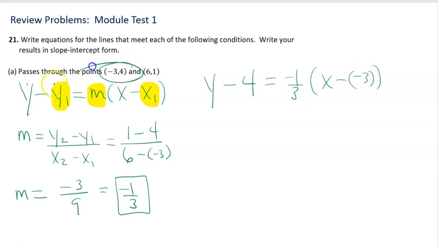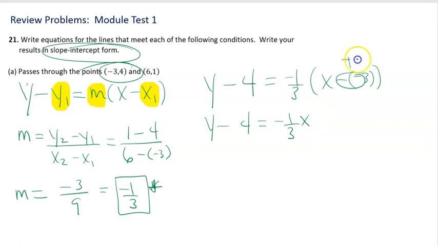So I used this set of points. Now what if you didn't want to use that set and you wanted to use (6, 1)? You can. I promise you'll get the same answer. What you have to do, though, is use the slope of -1/3. So I keep going because my answer is not in slope-intercept form. So I say y subtract 4 equals -1/3 x. Remember, these two negatives turn positive right here.